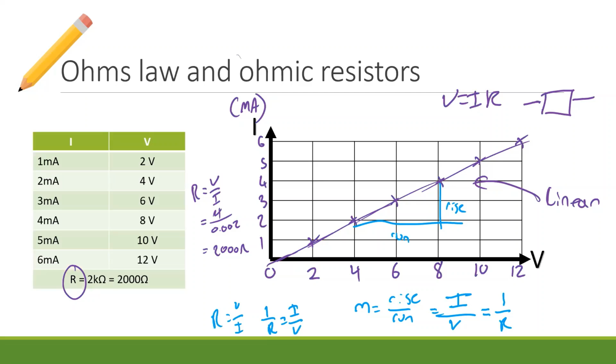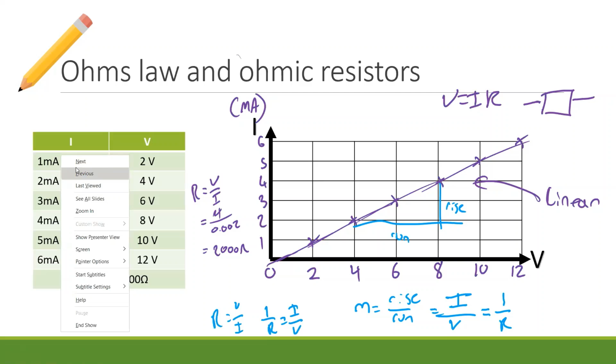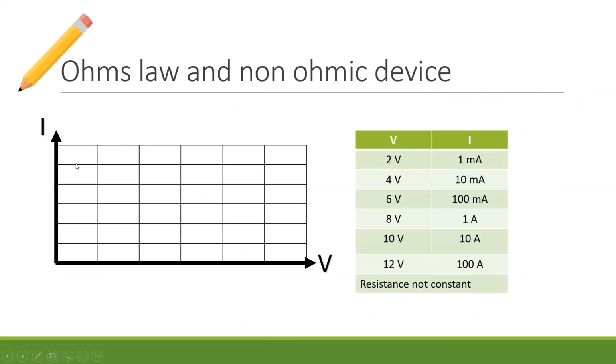Well, a rule breaker, a non-ohmic resistor, is going to act a little bit differently. We're going to use the same axes here: 2, 4, 6, 8, 10, 12 volts. And to make sure that we can fit everything in, we're going to go up by 200 milliamps: 0.2, 0.4, 0.6, 0.8, 1, 1.2, and these are all amps.